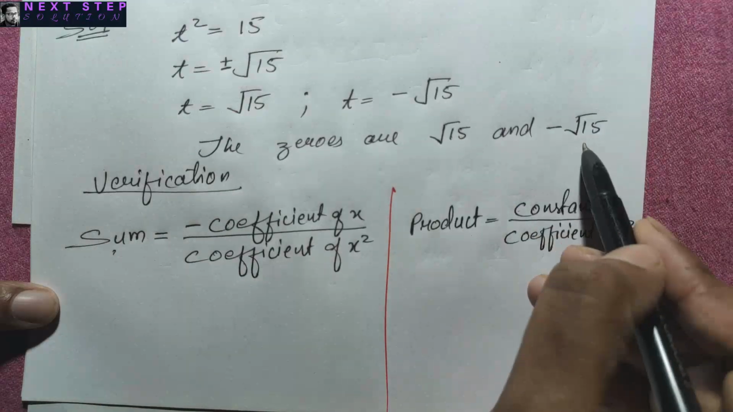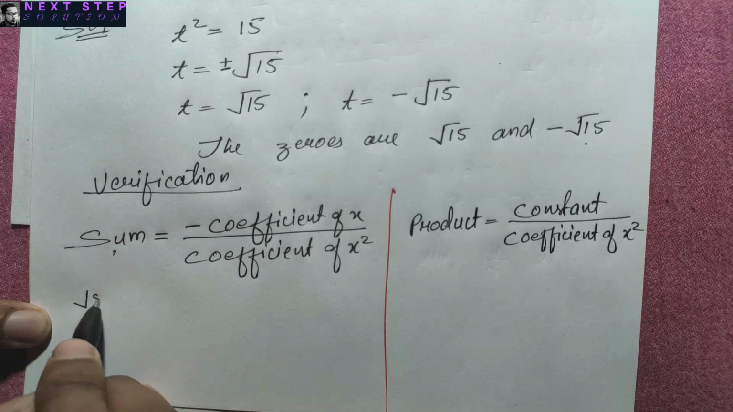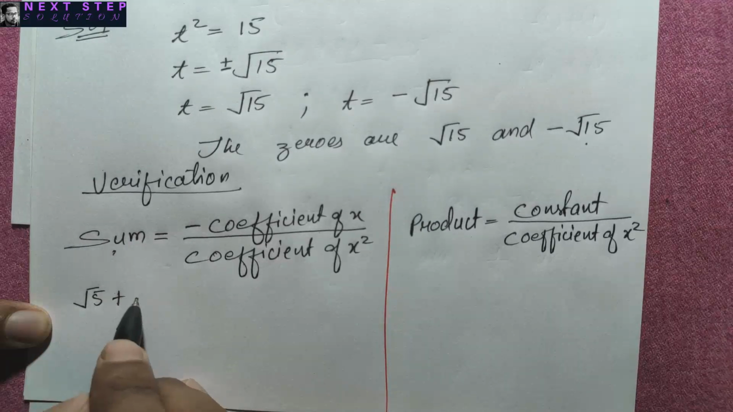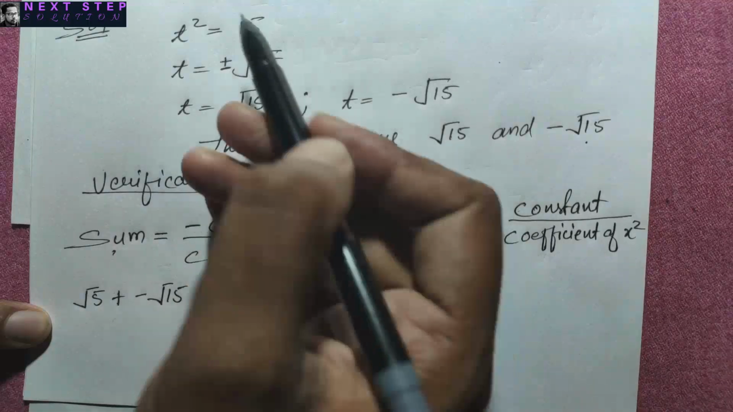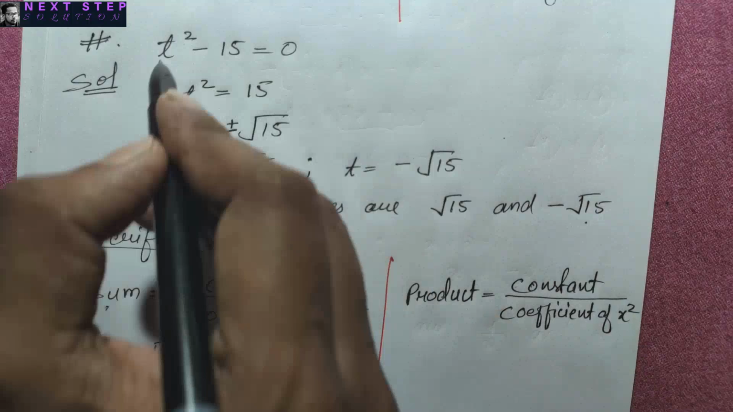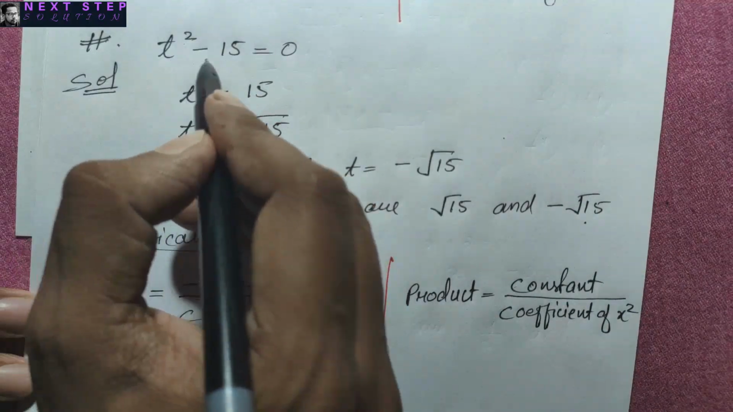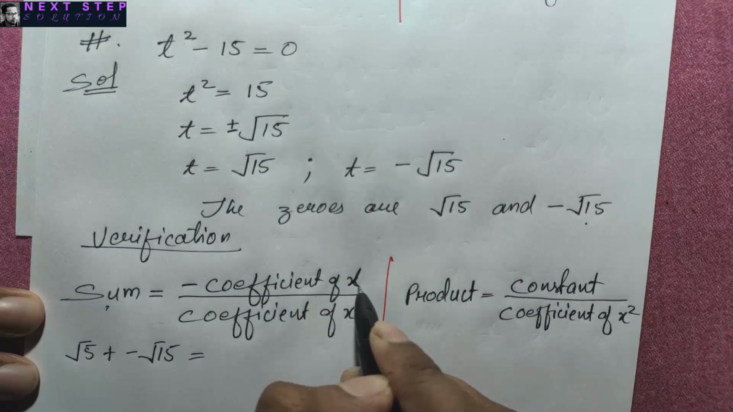Now the sum of the zeros: the two zeros are root over 15 and minus root over 15. So the sum, root over 15 plus minus root over 15, equals the coefficient of x. Now what is the coefficient of x here? Do we have x here? Let me call it t. Since this question is in t, we have to write it as t.